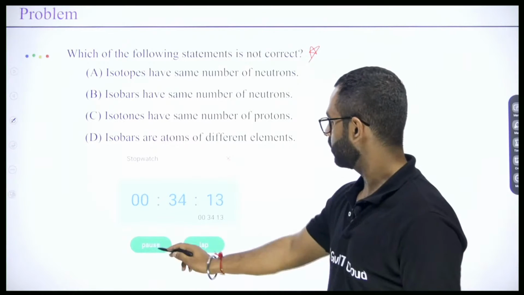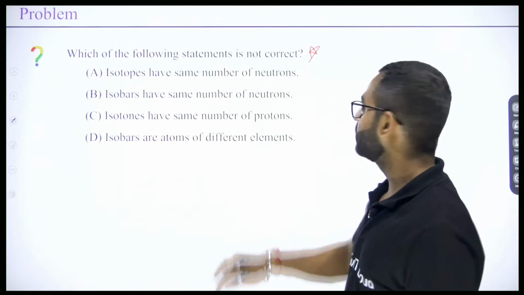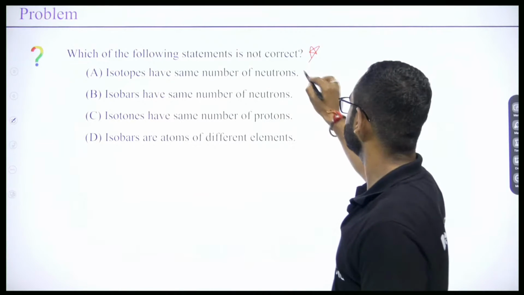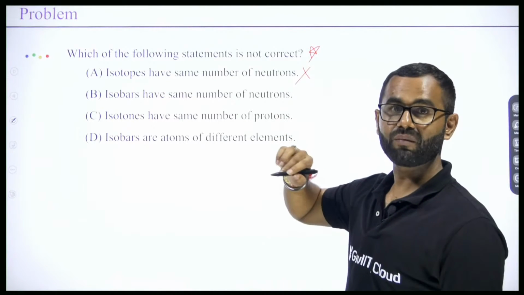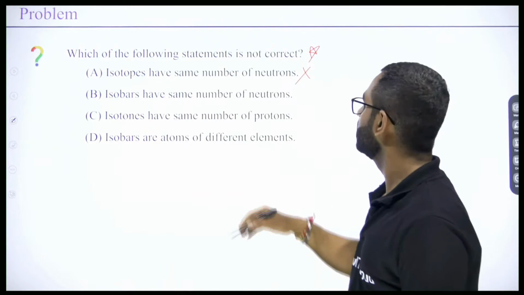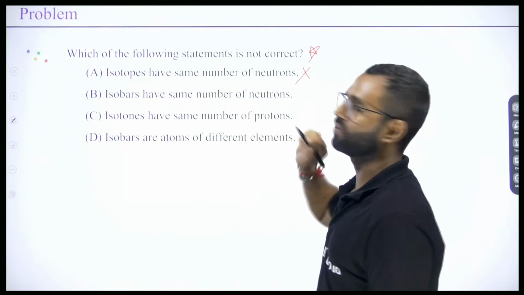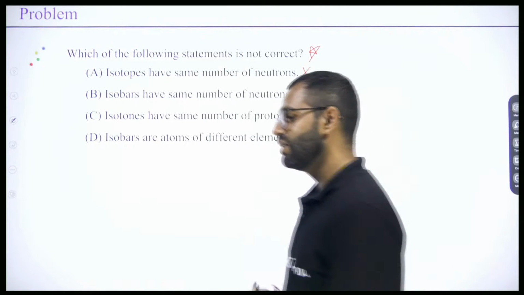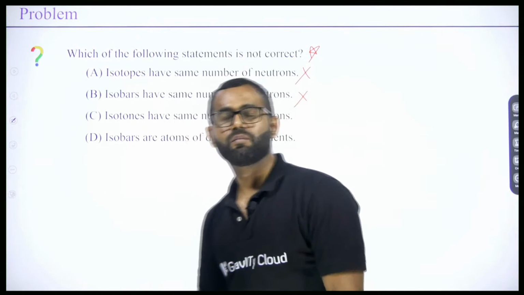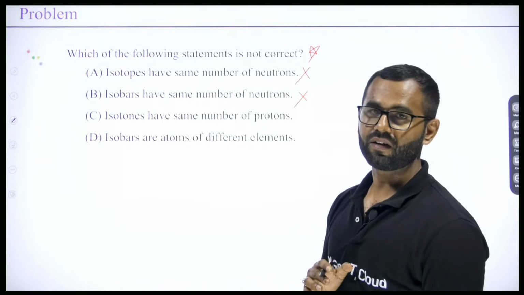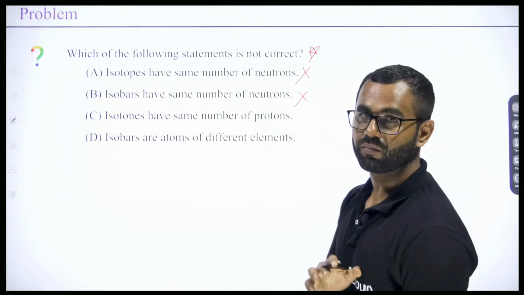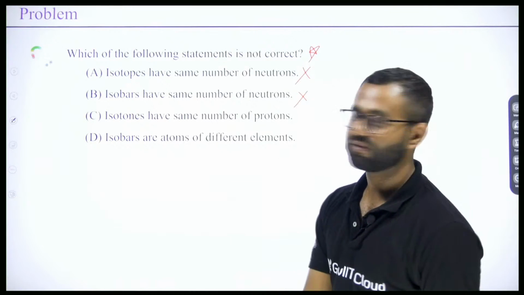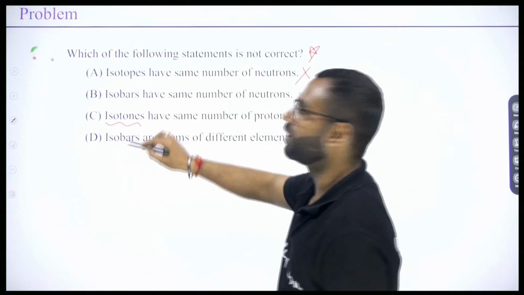Right? Okay. Chalo. So, isotopes have the same number of neutrons. Is it so? False. Because isotopes have the same number of protons but different neutrons. Isobars have the same number of neutrons. False. Because isobars have the same mass number but different atomic number, right? Isotones have the same number of protons. Again false. Because isotones means what? Same neutrons.